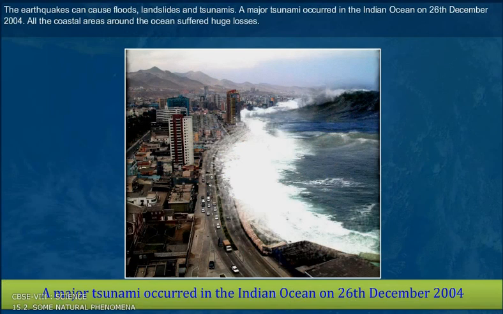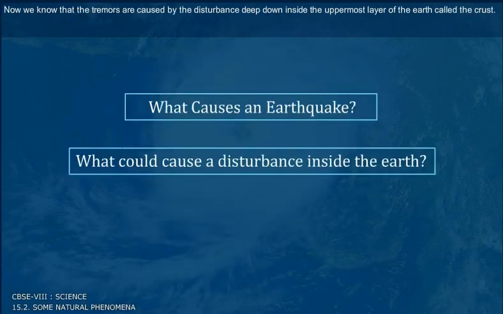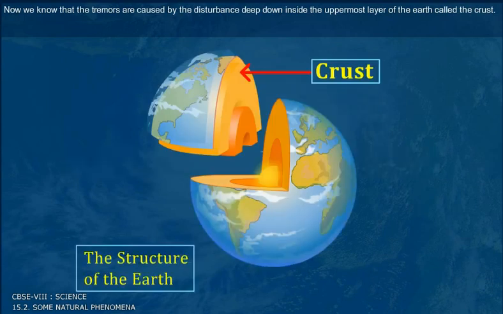A major tsunami occurred in the Indian Ocean on 26th of December 2004. All the coastal areas around the ocean suffered huge losses. Now we know that the tremors are caused by the disturbance deep down inside the uppermost layer of the earth called the crust.